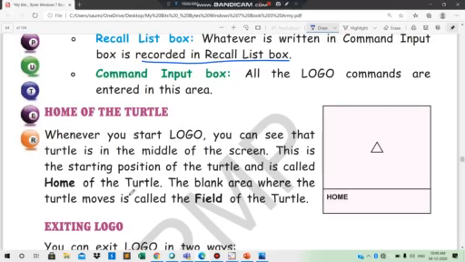Whenever you will start a window, you will find the turtle in the middle of the screen. Now this is the starting position of the turtle and it is called the home of the turtle. इसे हम क्या बोलते हैं? We call it starting position of the turtle and we call it the home of the turtle. ठीक है, We call it home. The blank area where the turtle move is called the field of the turtle. वो ब्लैंक एरिया जहाँ पे टर्टल मूव करता है उसे क्या हम कहते हैं?